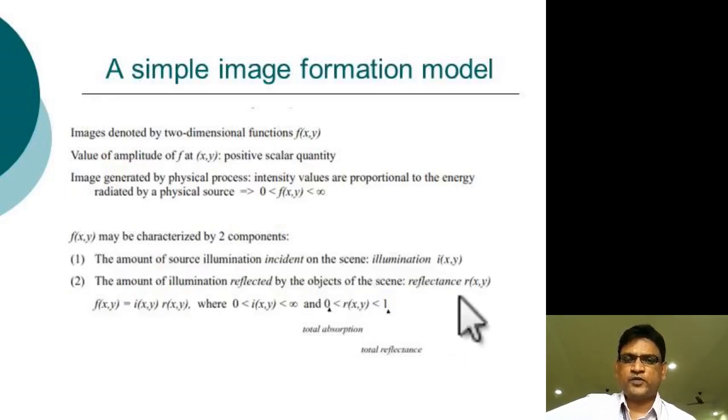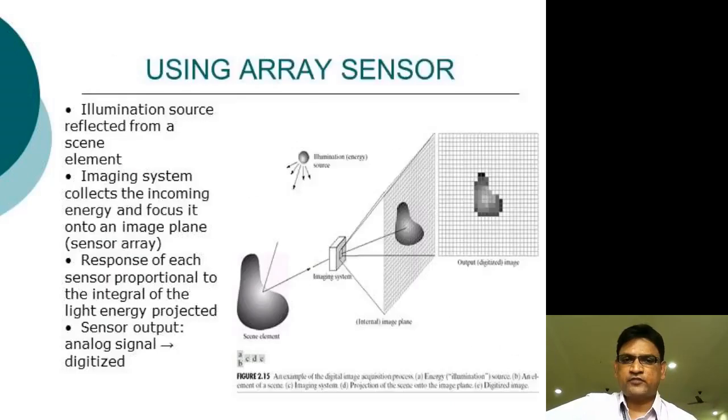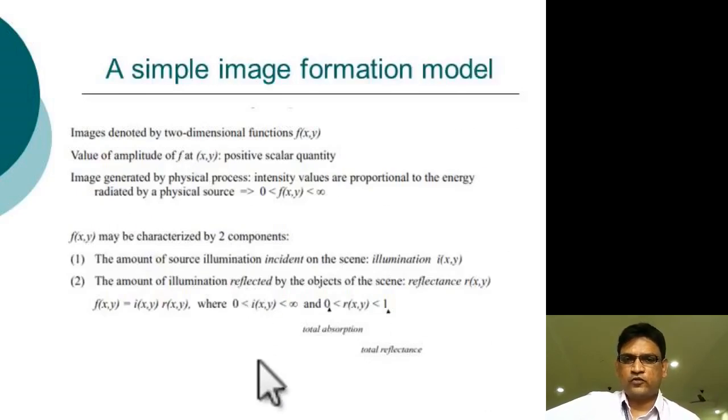Next is a simple image formation model. In the earlier case that we have seen, we have a source of light energy that is falling on some object, and that energy is again captured by the lens and focused onto the image sensors. This entire process of forming an image is a physical process. In general, the images generated through a physical process will have values proportional to the energy that is coming from the light source or a physical source.